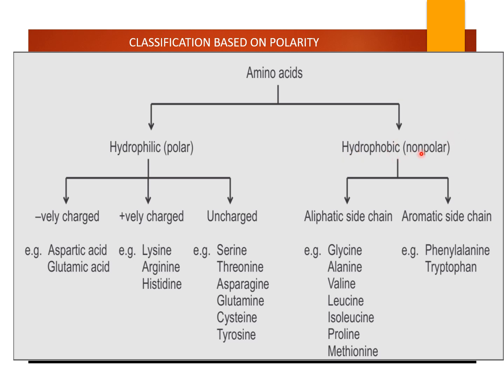Then in the hydrophobic category, non-polar, there are aliphatic side chains and aromatic side chains. The amino acids with aliphatic side chains are glycine, alanine, valine, leucine, isoleucine, proline, and methionine. Then the aromatic side chain amino acids are phenylalanine and tryptophan.